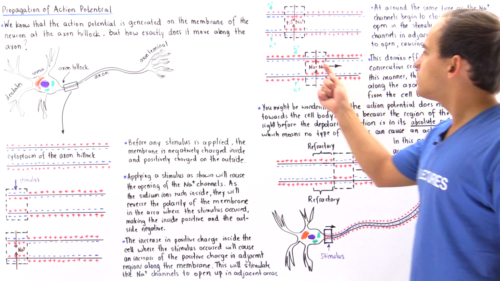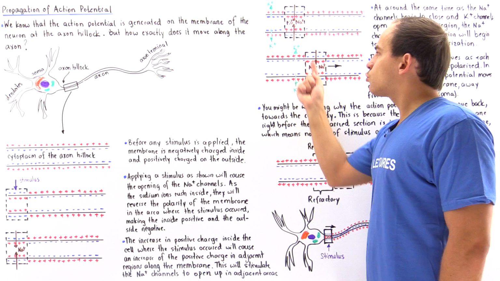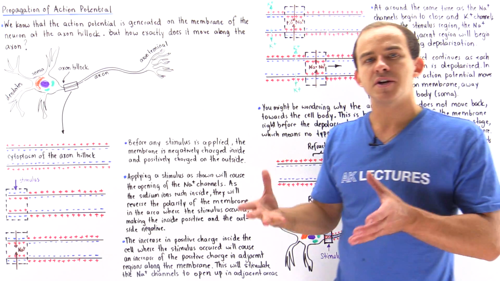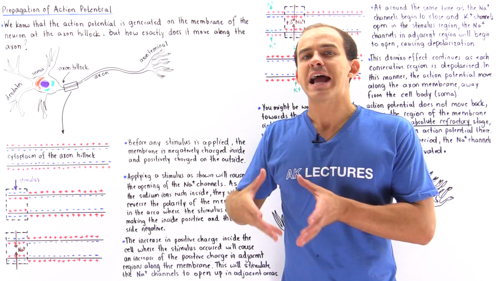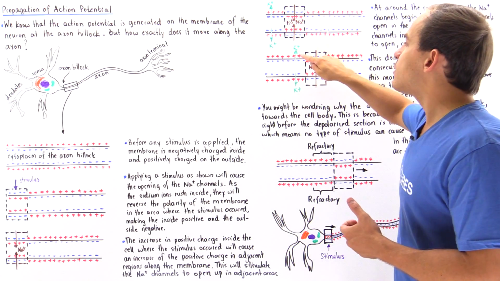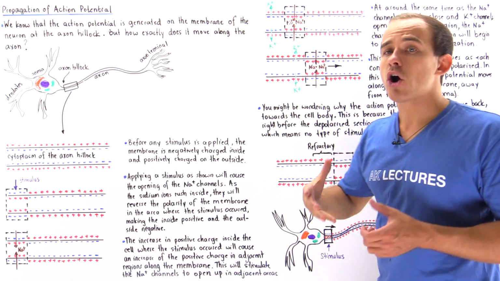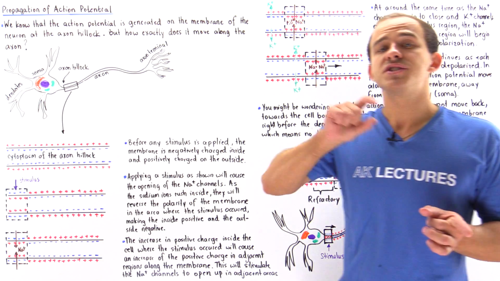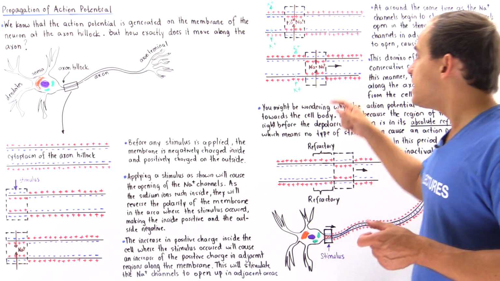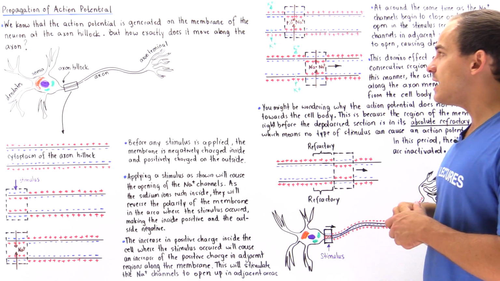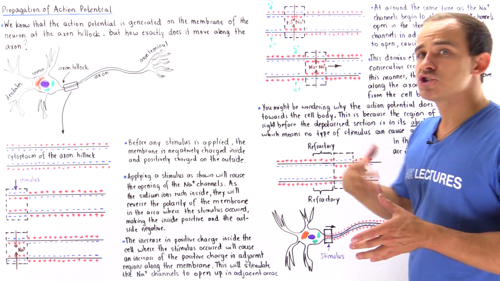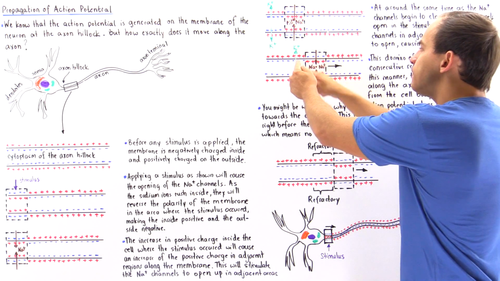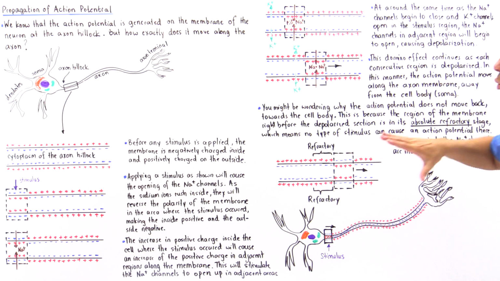Well, it turns out that this region that is being repolarized is actually experiencing an absolute refractory period. And that means that all the sodium voltage gated channels are actually closed and inactivated. And that means no matter how high the stimulus is, no action potential can be generated in the region right before our action potential.